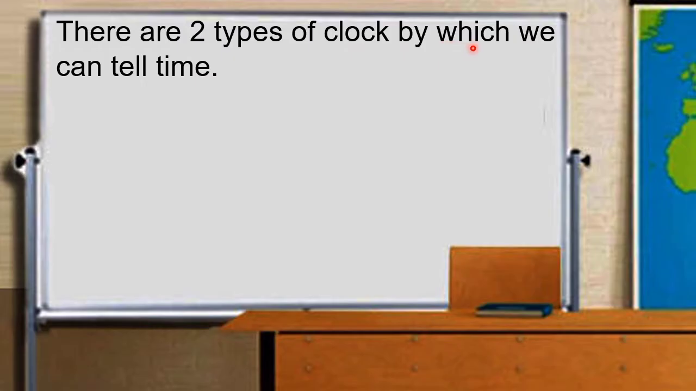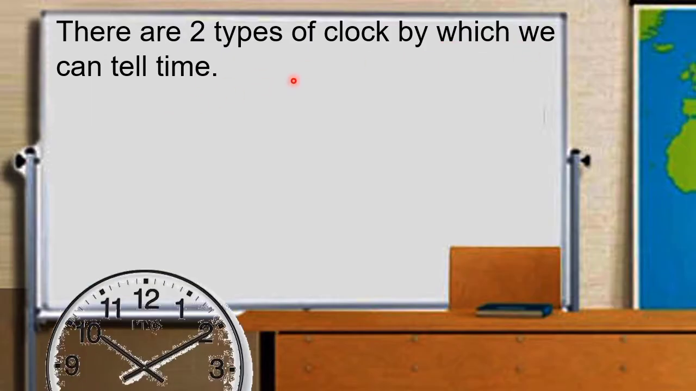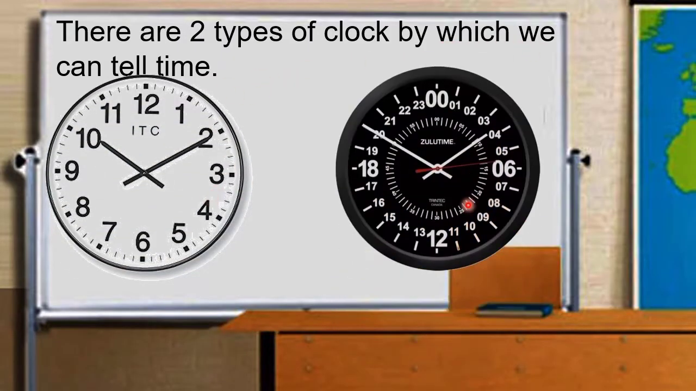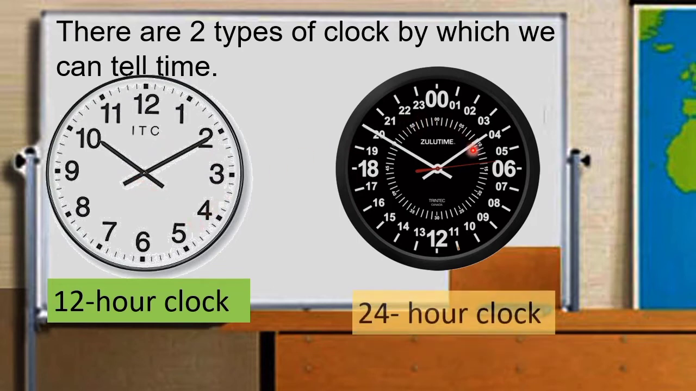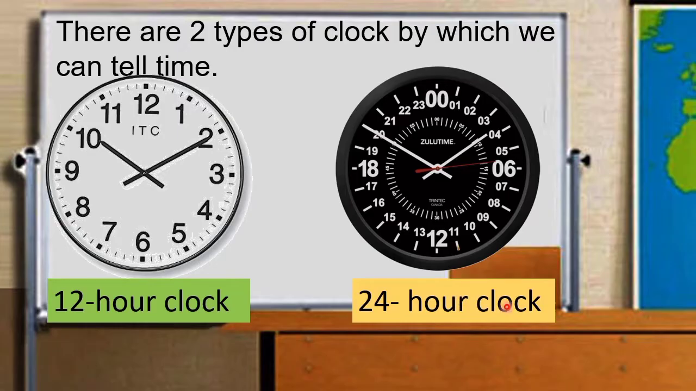There are 2 types of clock by which we can tell time. This is the first one and this is the second one. This is the 12-hour clock. Ito yung ginagamit natin sa bansa natin. And then this one, ang tawag naman dito ay 24-hour clock. Ito naman yung ginagamit ng mga ibang bansa.